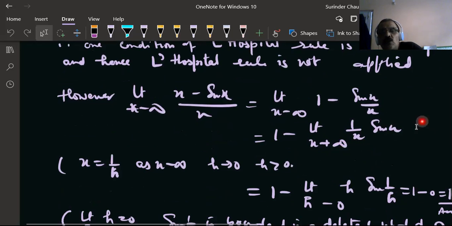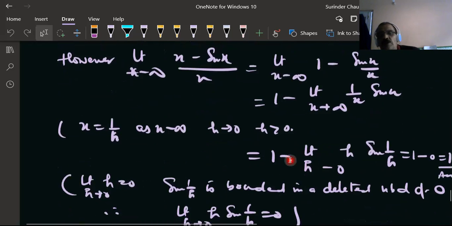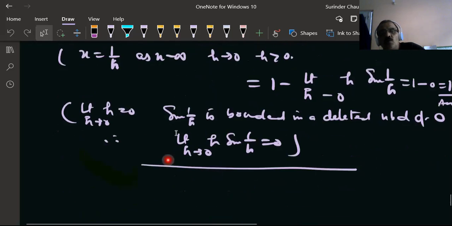Let x be equal to 1 upon h. As x goes to infinity, h will go to 0. So now the limit is changed: minus the limit as h goes to 0 of h into sin of 1 upon h. Now f(x) is 1 upon x, whose limit is 0, and g(x) is a bounded function. The limit of a product of a function with limit 0 and a bounded function is equal to 0. And this is how we can find the limit of the function. Thank you very much.